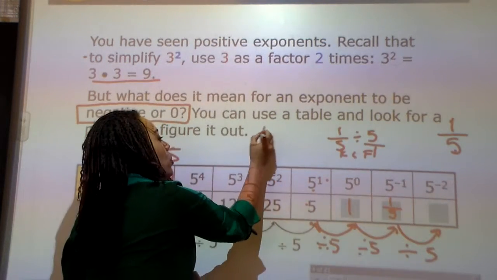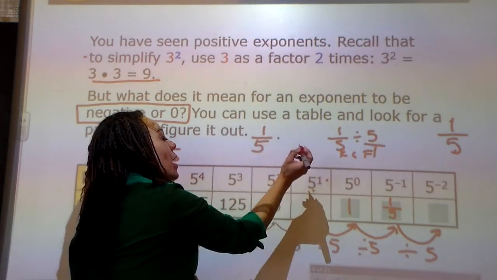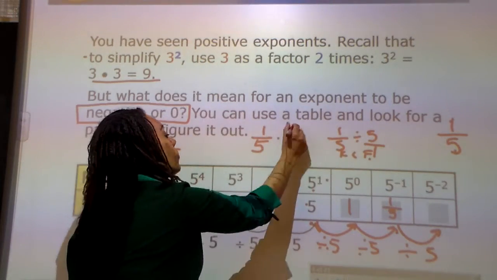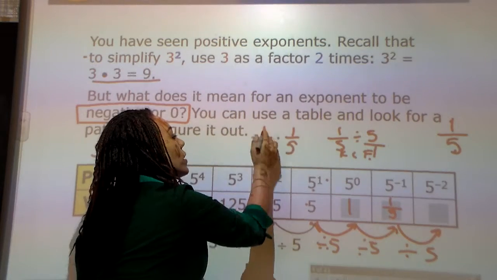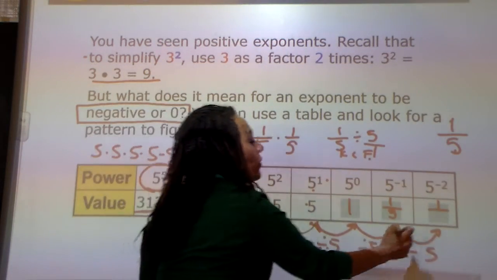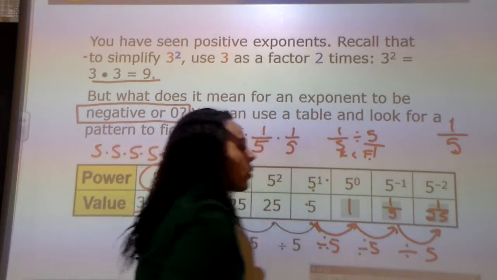Okay, so then we end up with 1 over 5 times, instead of 5 over 1, we flip it to 1 over 5. 1 times 1 is 1. 5 times 5 is 25. Okay?